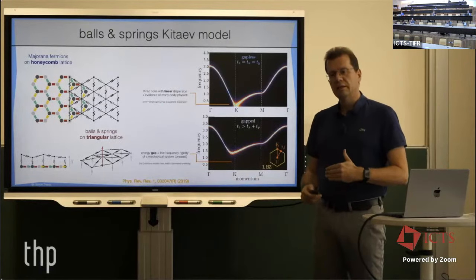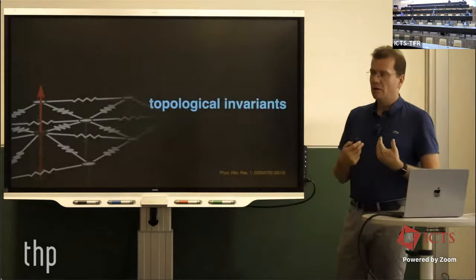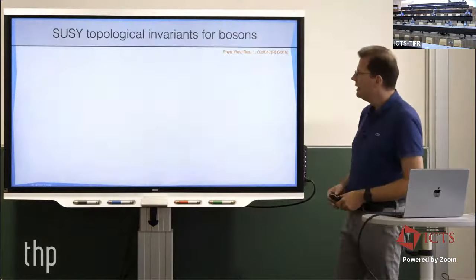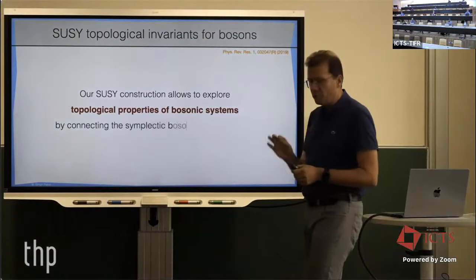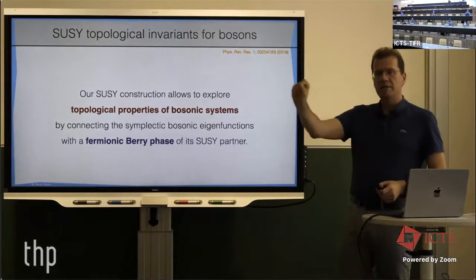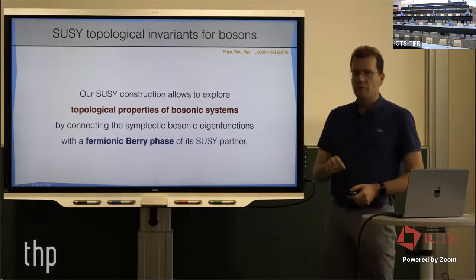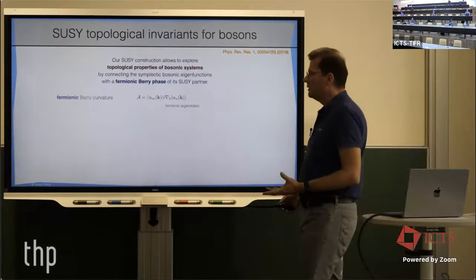What's interesting about topological mechanics and these real boson, real fermion models is that it allows me to also introduce a new type of topological invariant. So I can explore the topological properties of the bosonic system by connecting it to the fermionic system, learning about the topology of the fermion system, and going back to make a statement about the bosonic system. Let me show you how that works.